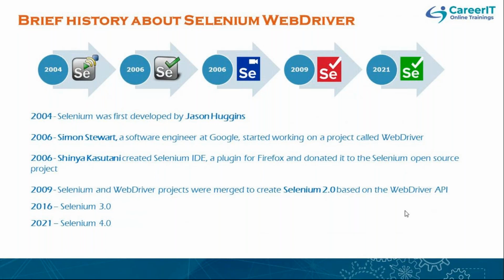work was started. Then in the same year 2006, there is another person called Shinya Kasatani who developed a plugin or add-on called Selenium IDE, and he donated that to the Selenium open source project. That is similar to the Jason Huggins project. He donated that plugin. Initially it was a plugin to Firefox. Then later they developed it for other browsers also.